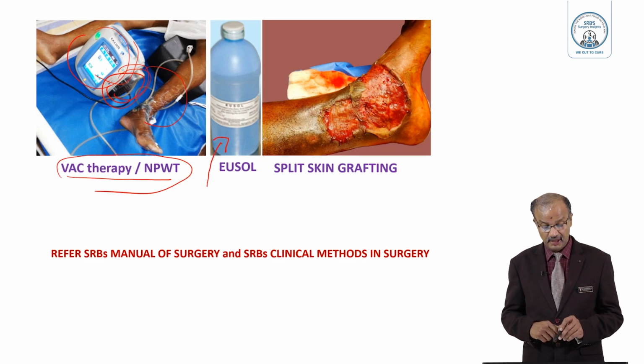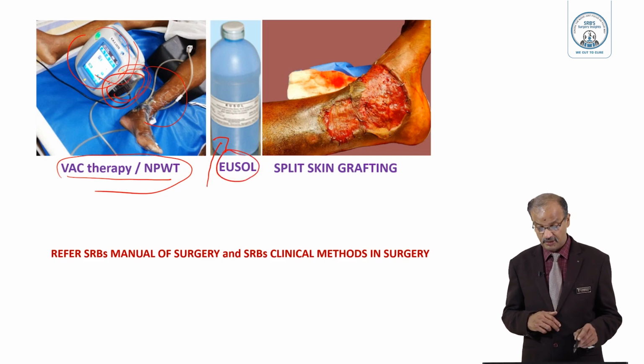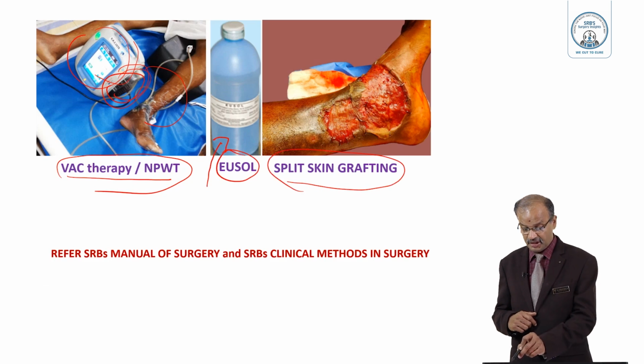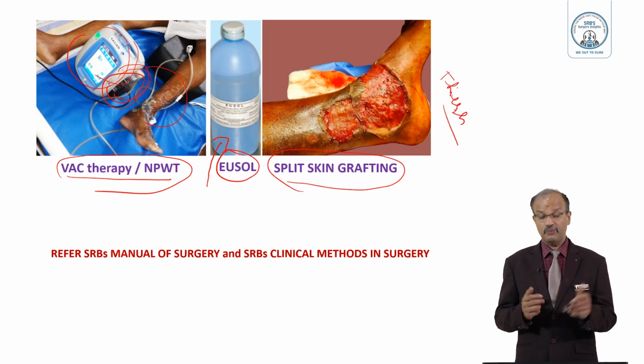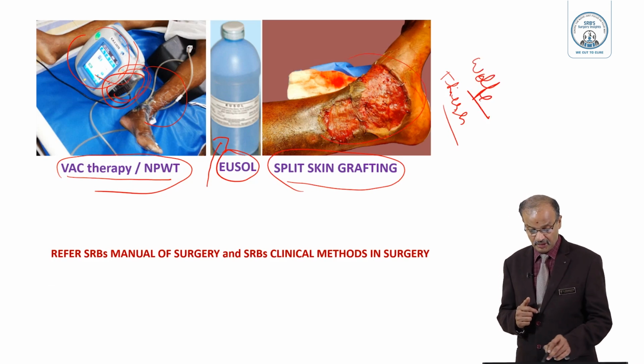Edinburgh University solution, Eusol, clear fluid in a blue bottle. So very commonly used. The full form of Eusol is commonly asked in MCQ. Remember, I already told. Then split skin grafting is called Thiersch grafting, T-H-I-E-R-S-C-H. Full thickness graft is called a Wolfe graft, W-O-L-F-E. So commonly we use Thiersch grafting.